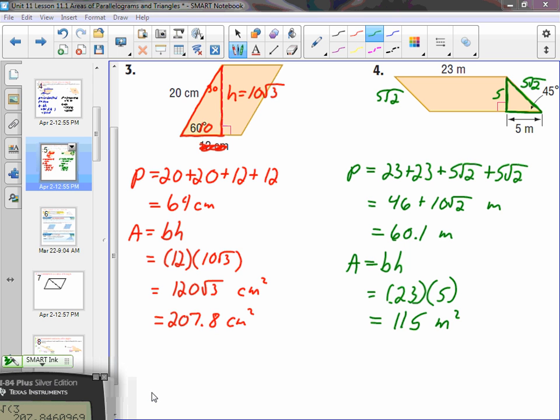So, if they give you all the sides and they give you the base and the height, then there's really not much easier in math than area and perimeter. They're not going to give you all that information. You're going to have to use the Pythagorean theorem, 30, 60, 90, 45, 45, 90, trigonometry, to find lengths that you need. Okay?